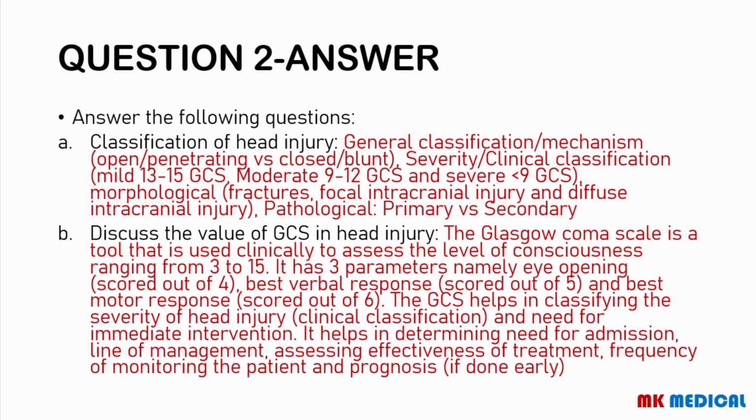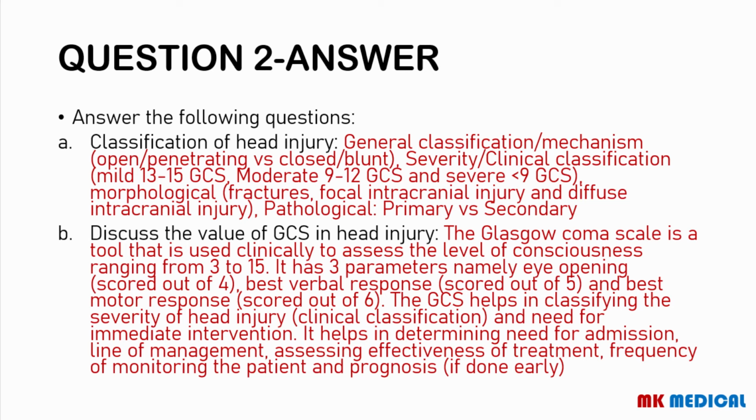So remember that this GCS is going to help us in the classification of head injury according to severity, like I've already talked about, where you have mild head injury between 13 to 15, moderate head injury 9 to 12, and severe head injury, which is less than 9. That's a Glasgow Coma scale that's less than 9.